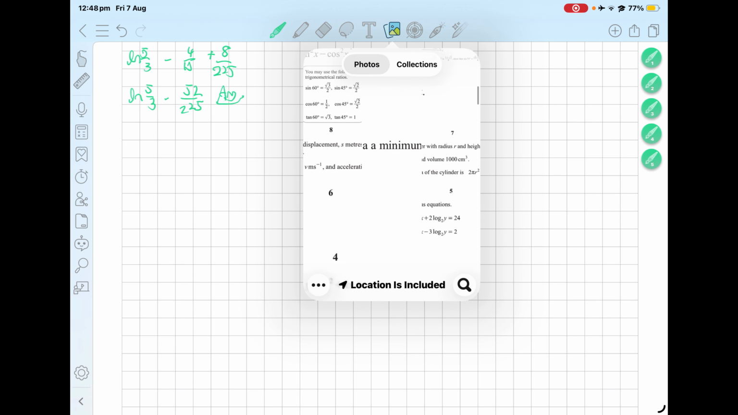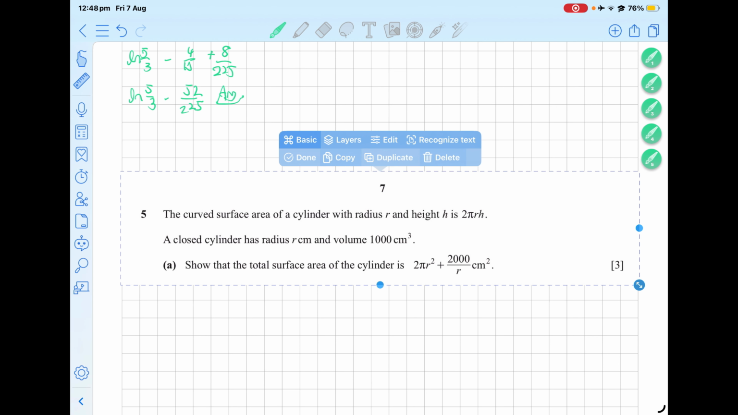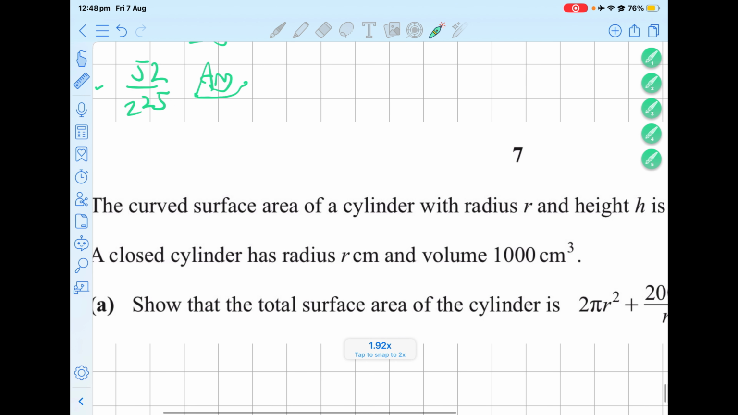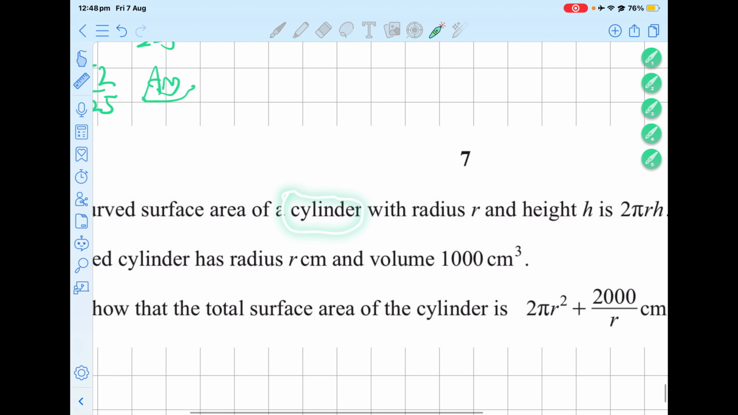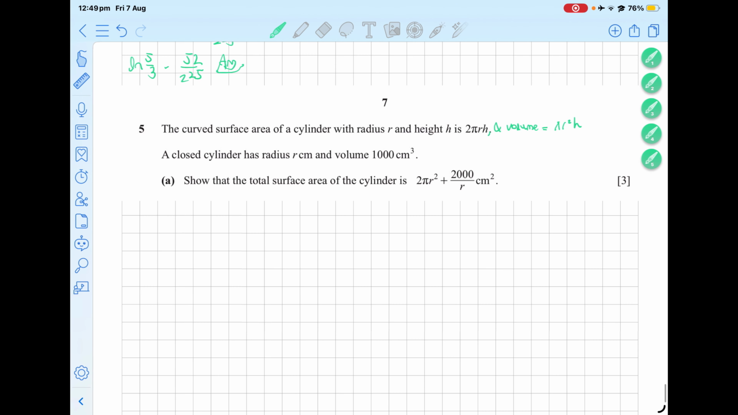Okay, then we have question number 5. So the curved surface area of a cylinder. Before you move on, since you read the term cylinder, I'm writing this down, and volume is pi r squared h. So we need to find the total surface area.